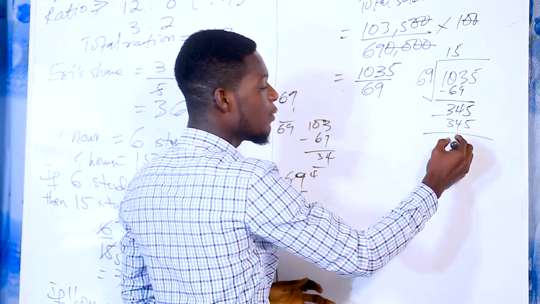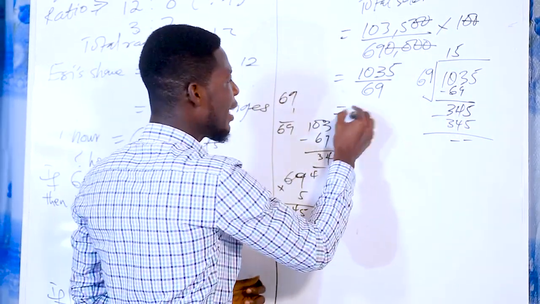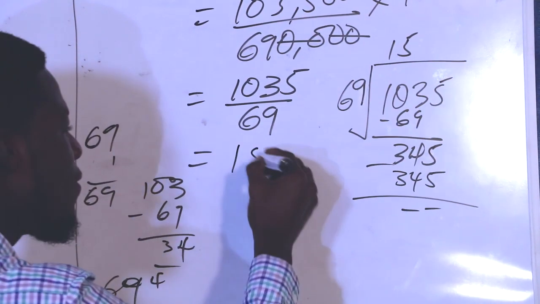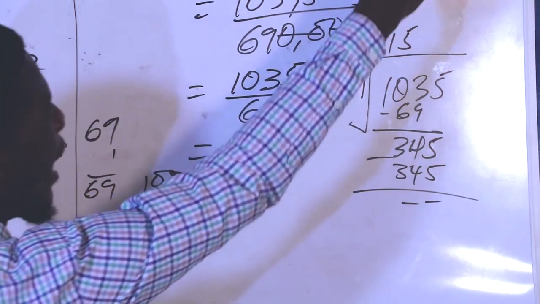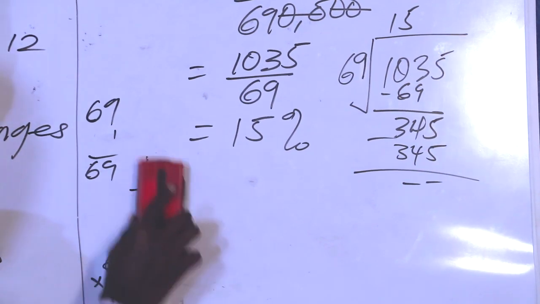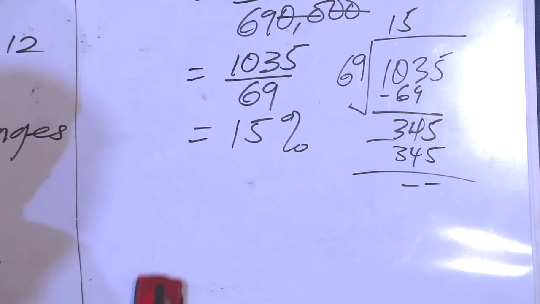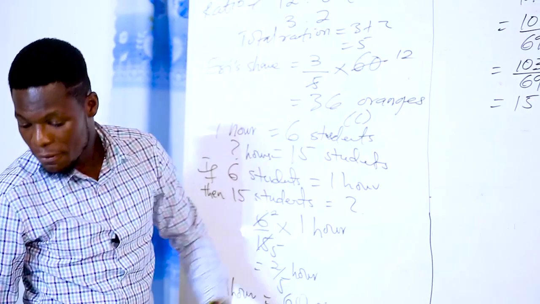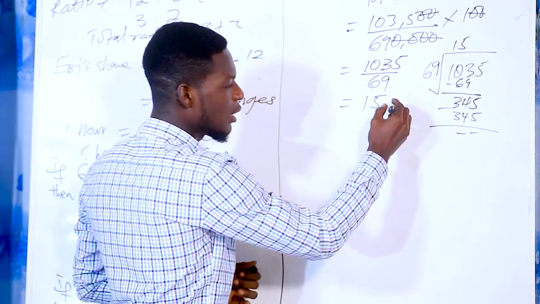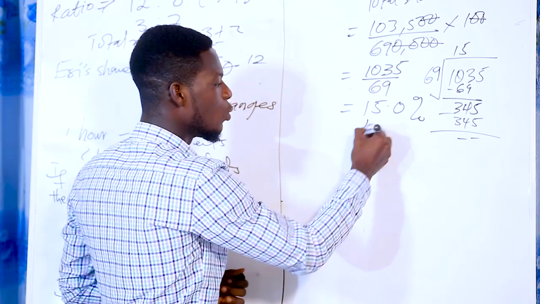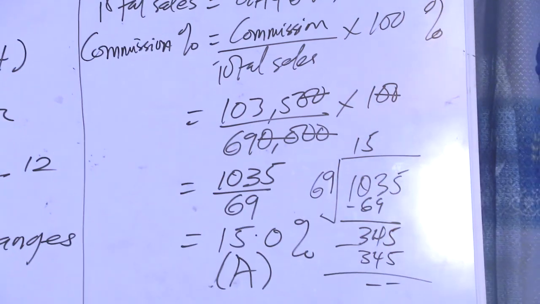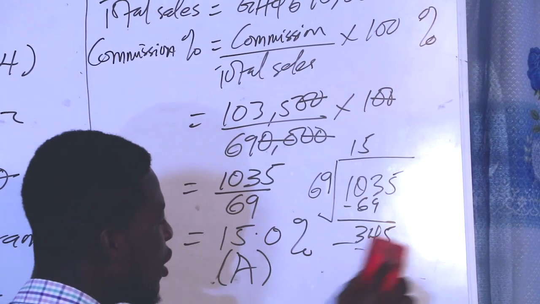Subtracted from 345 will give you 0, which means that 69 will divide 1035 15 times. Remember that our answer is expressed as a percentage, which means that our commission in percentage is 15%, which is option A. So the only thing is that with the options, they added 0.0. So option A is our correct answer. Don't forget how we did the long division.